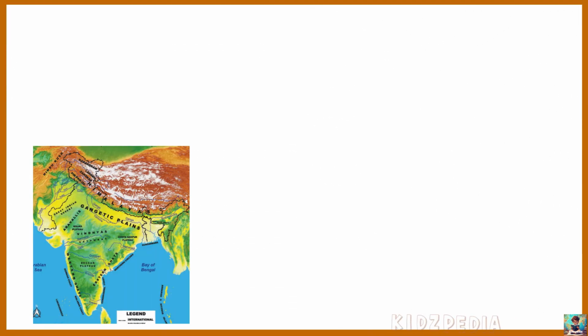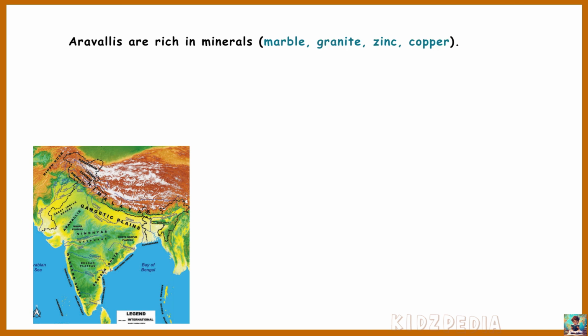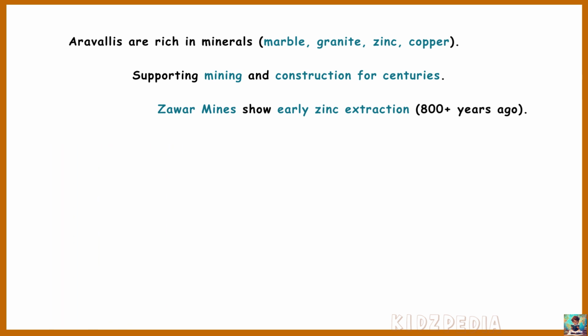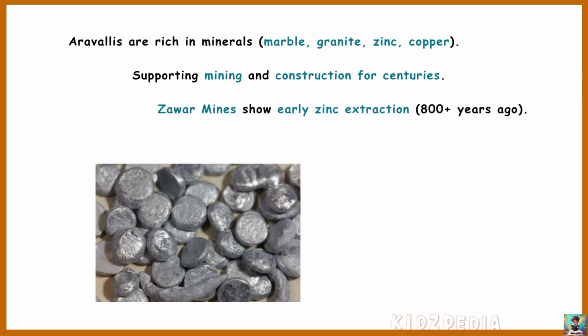So, Aravalli Hills are not only geographically important, they are also very rich in minerals like marble, granite, zinc and copper. Because of this, people have been doing mining and construction here for many centuries. And there is something very interesting here. At a place called Zawar Mines, they have found evidence that more than 800 years ago, Indians were the first in the world to extract zinc properly. This shows how advanced people were even in ancient times.